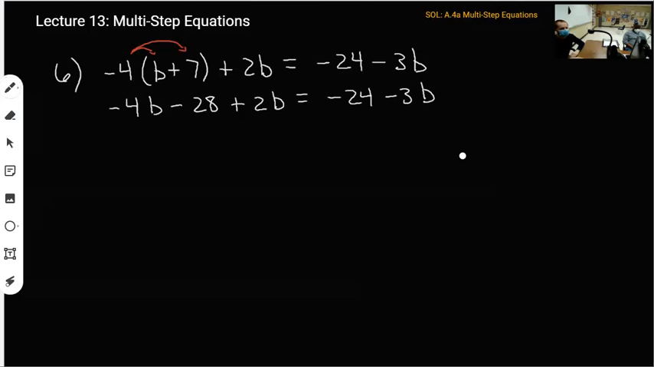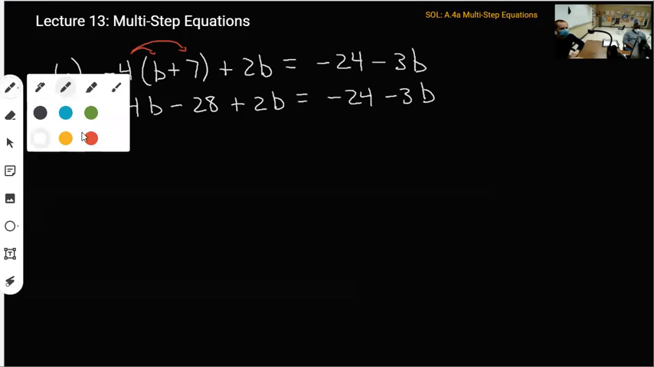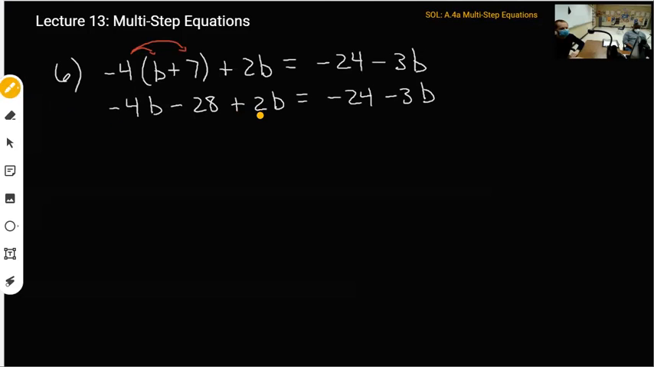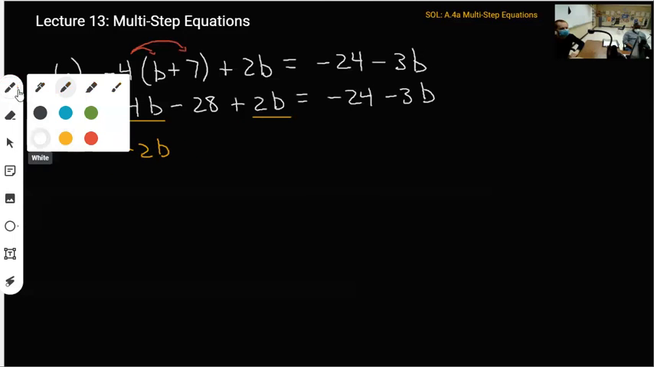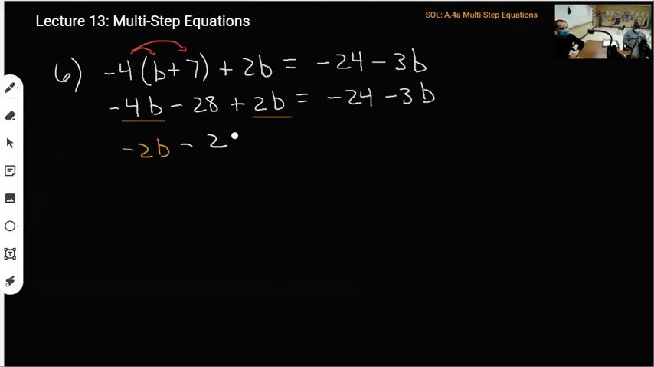Okay, so now I've got some like terms that I can put together, because what I notice is that I have a 2b right here, and I also have a negative 4b right here. And if I was to put those together, what would negative 4 plus 2 be? It would be negative 2b. But then everything else I keep the same. So the minus 28 comes down, and then the negative 24 and the negative 3b remain unchanged.